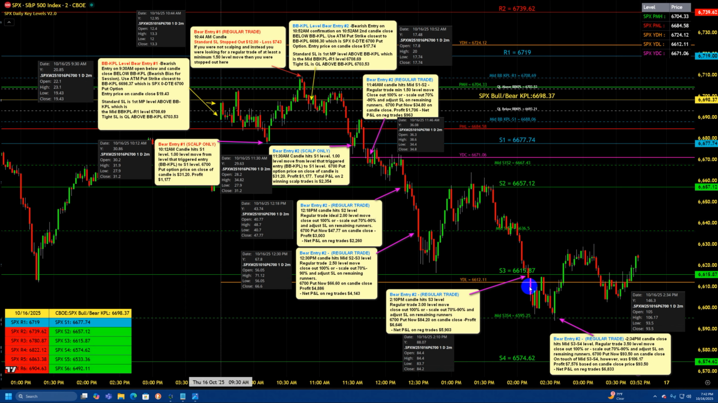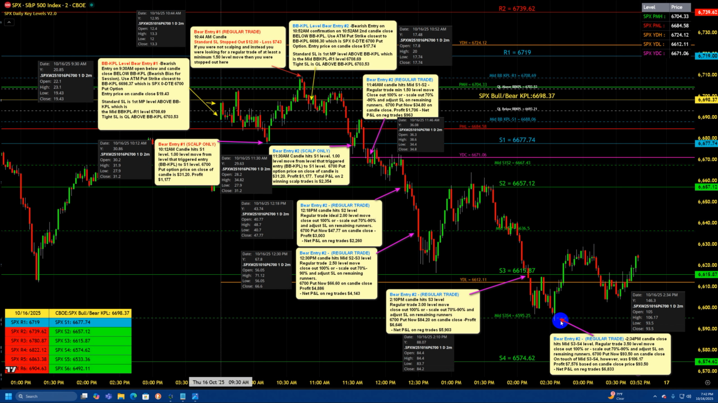As you can see here, we did also hit the mid S3, S4 level right here on the wick of this particular candle, the 2:34 p.m. candle here. It hits the mid S3, S4 level, that is now a 3.5 level move. Close out 100% or scale out, adjust stop loss, etc.